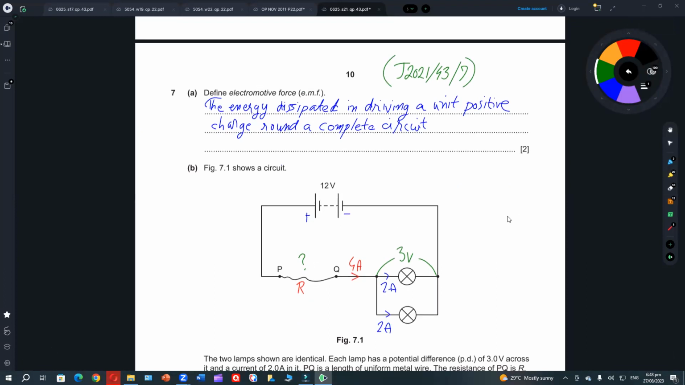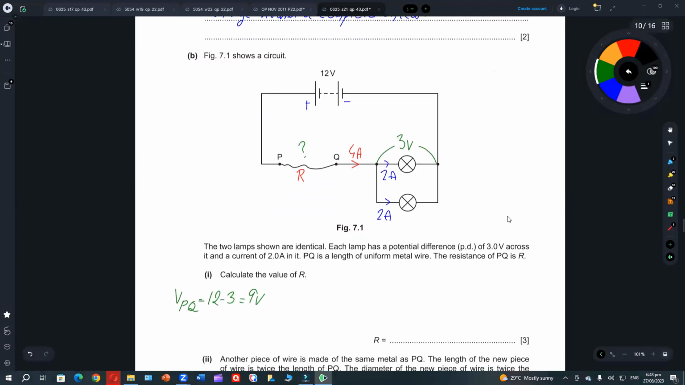First, we had defined electromotive force. Then we are doing the second part. 12 minus 3 is 9. Perfect. The figure shows a circuit. The two lamps are identical. Identical means they have the same configuration.